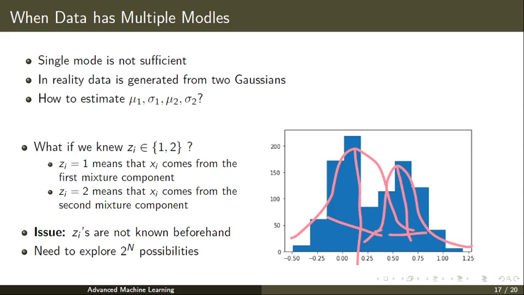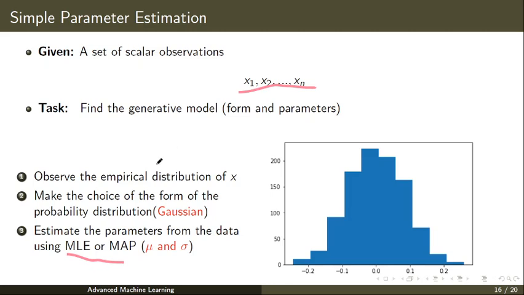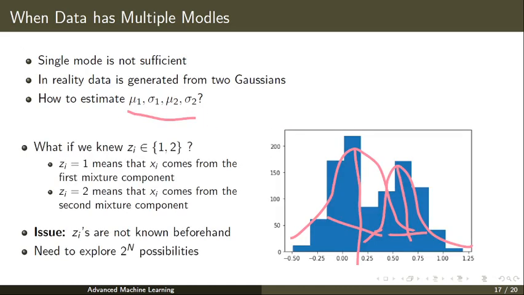What if we knew Zi? Let's assume that we know Z. Then once again the issue is solved, because Zi equal to 1 means Xi comes from the first component, and Zi equal to 2 means Xi comes from the second mixture component. Like our previous example, you do two MLEs, one for the first mixture component and one for the second. Then you should be able to identify mu 1, sigma 1 and mu 2, sigma 2.